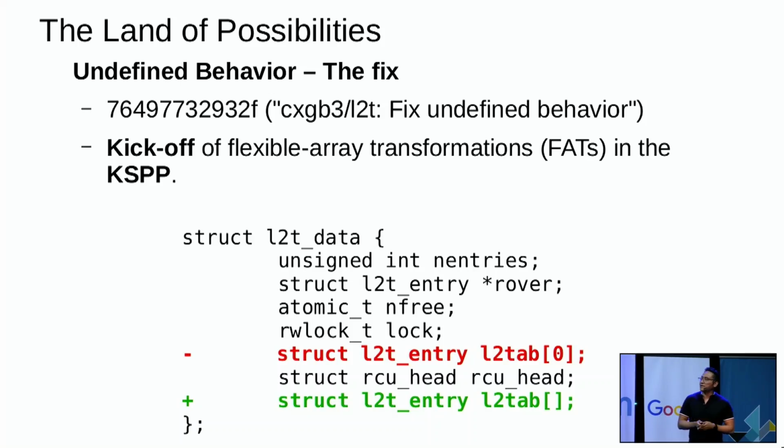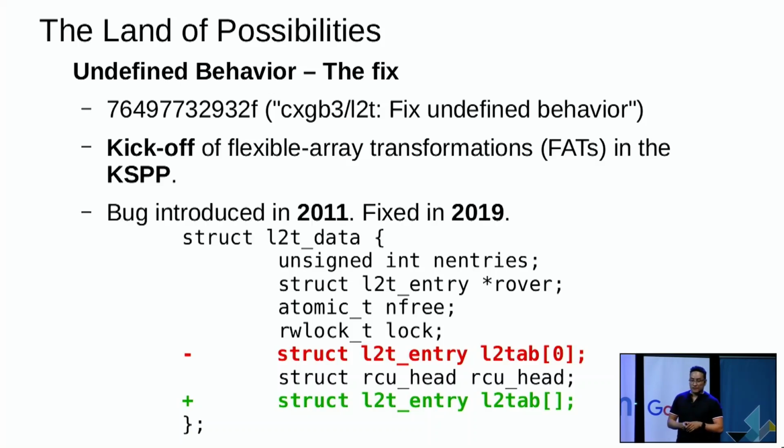This basically was the kickoff for flexible array transformations in the kernel. Flexible array transformations is the effort to eliminate that ambiguity from the kernel: the ambiguity of having multiple different ways of declaring variable length objects, being aware of subtracting one from the one-element arrays, and being aware of all the different results that we are going to get when we apply sizeof to these different variants of declaring this type of objects. So this was the kickoff. This bug was an 8-year-old bug.